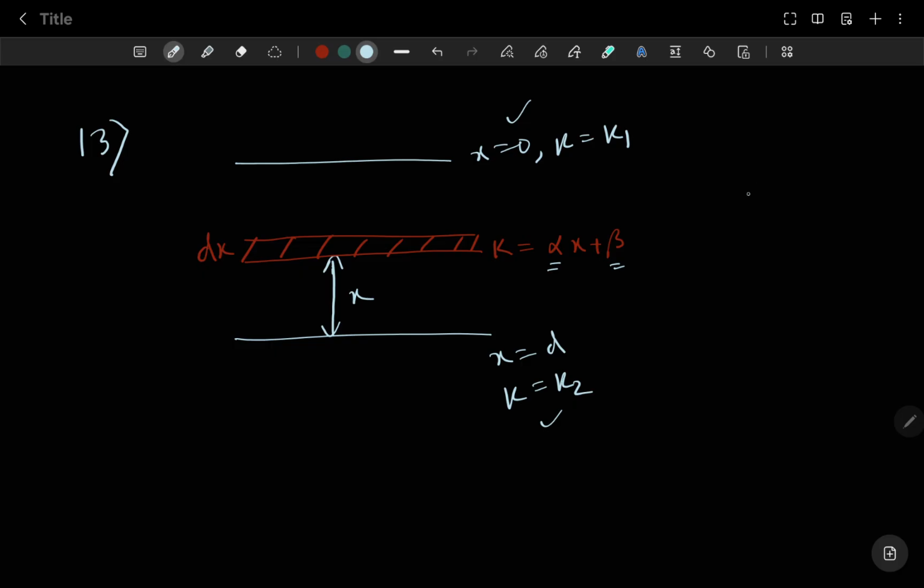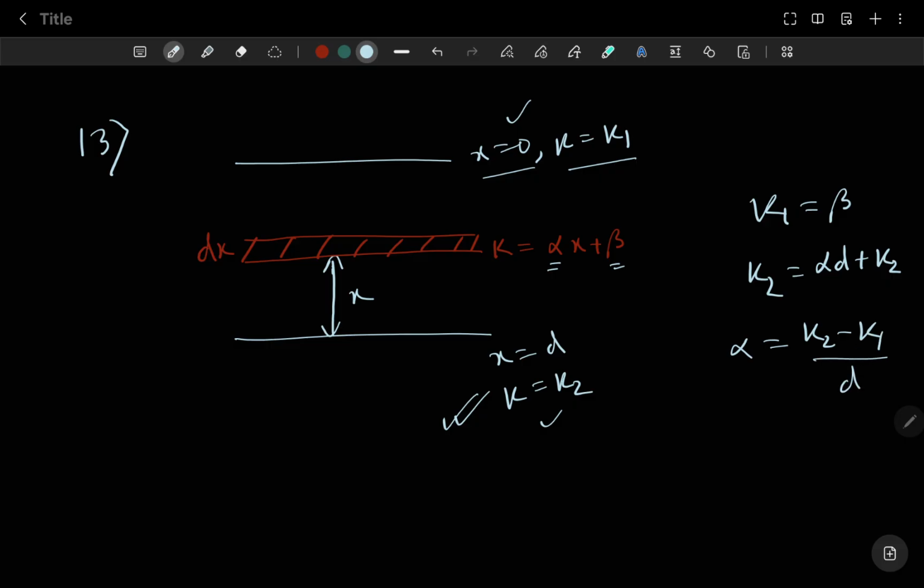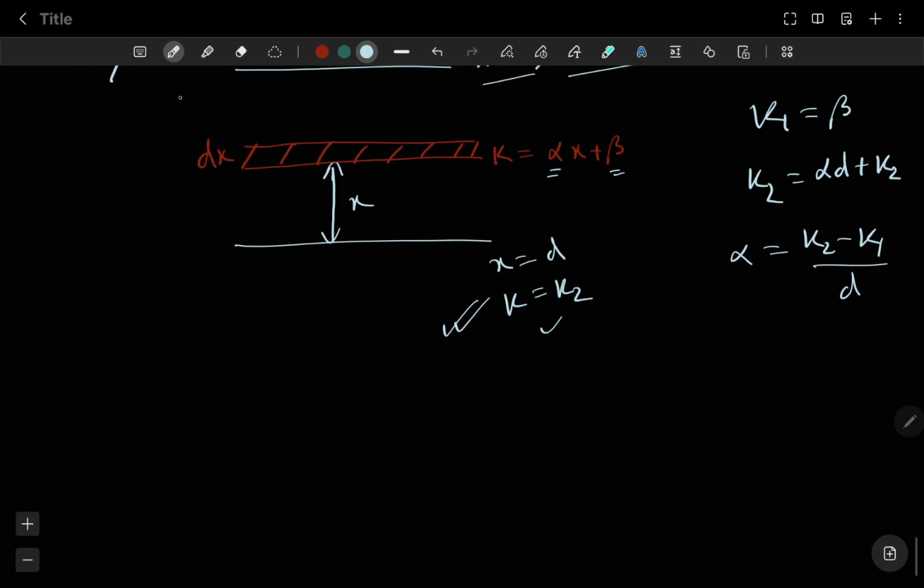Say when k1, using this one we get k1 equals beta, and using this one we get k2 equals alpha d plus beta, that is k2. So alpha equals (k2 minus k1) by d. So this is d.